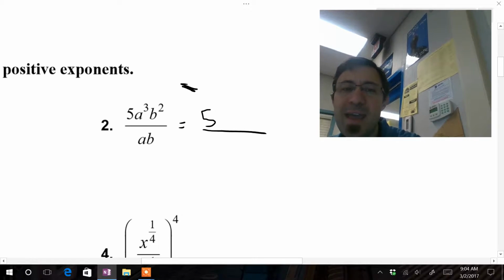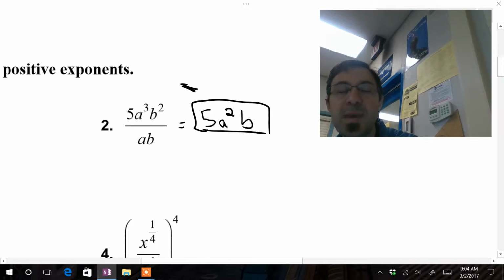A to the third over a, there's 2 on top. 2 more on top than the bottom, so we write a squared. B squared over b just leaves us with 1b on top, so it's 5a squared b.